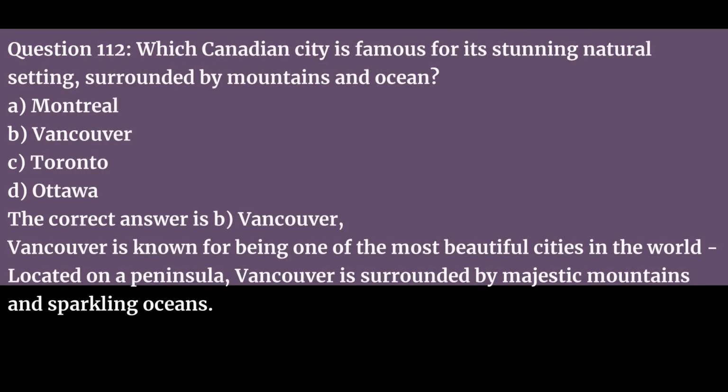Question 112. Which Canadian city is famous for its stunning natural setting, surrounded by mountains and ocean? A. Montreal, B. Vancouver, C. Toronto, D. Ottawa. The correct answer is B. Vancouver. Vancouver is known for being one of the most beautiful cities in the world, located on a peninsula. Vancouver is surrounded by majestic mountains and sparkling oceans.